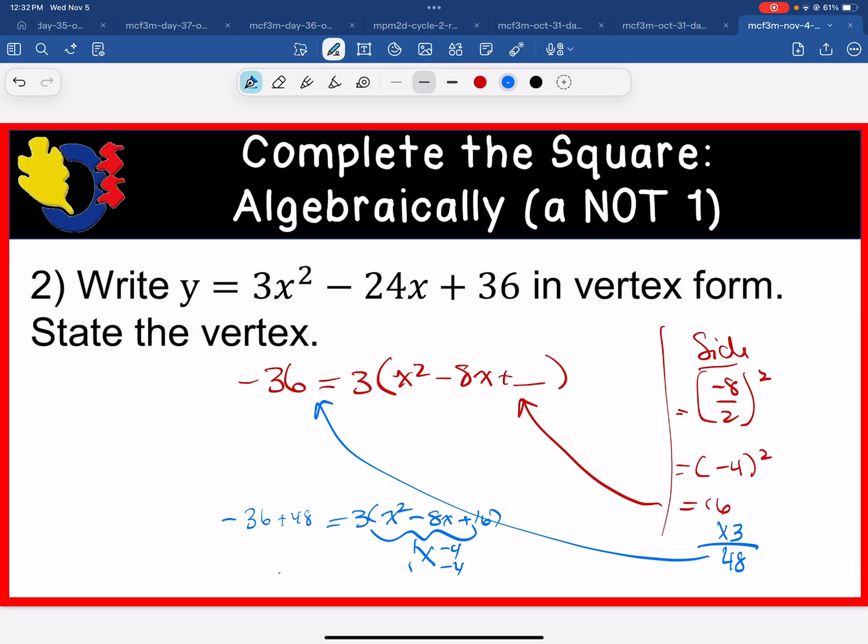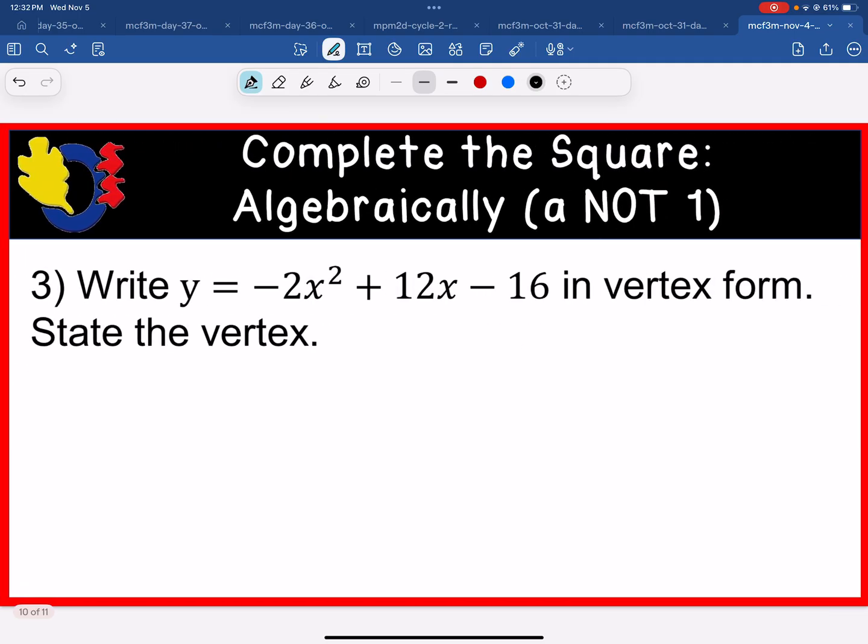Okay, so that simplifies to +12 on the left, 3 times x minus 4 squared on the right. I'm just going to write this up here. So f of x is equal to 3 times x minus 4 squared minus 12. So therefore 4, -12 is the vertex. Okay, so again, remember before we square it, that number should be inside my bracket over here.